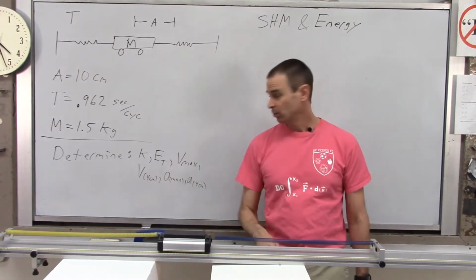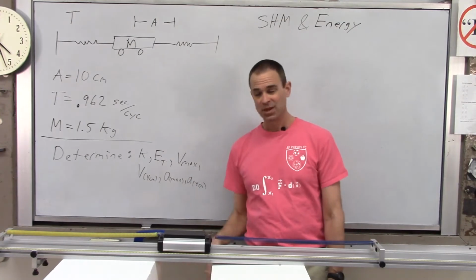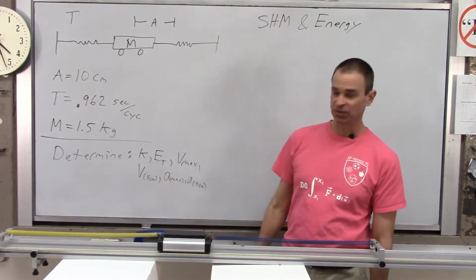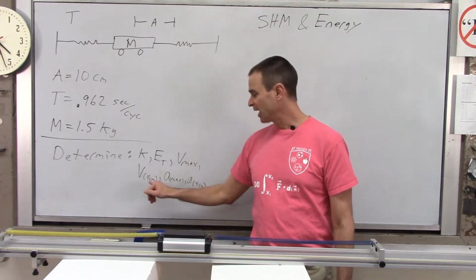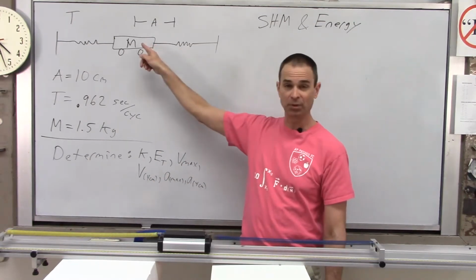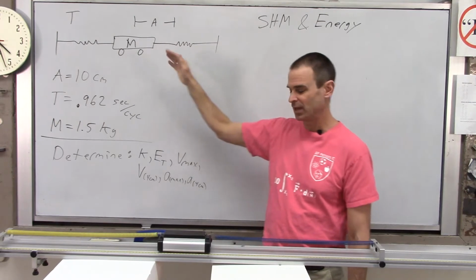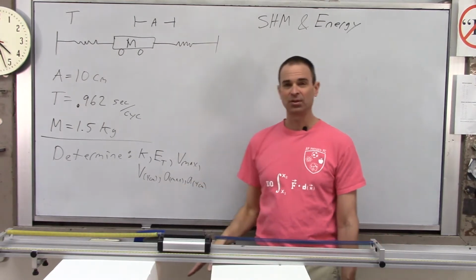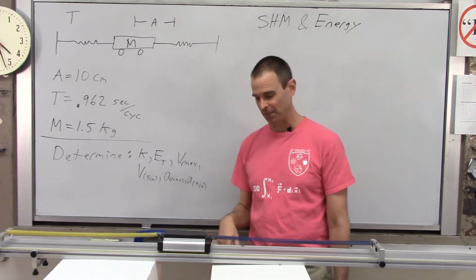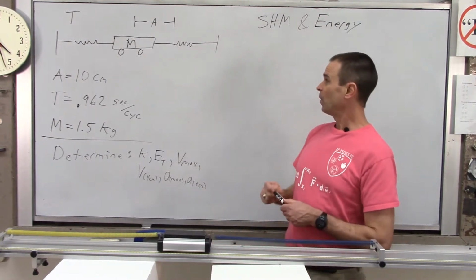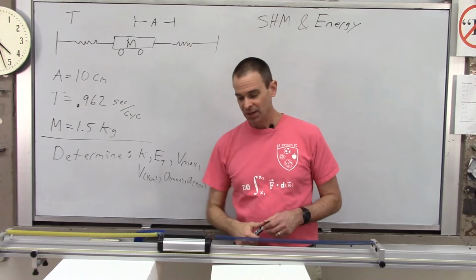From that, we're going to determine the spring constant. We're going to determine the total energy of the system. We're going to determine both the max velocity and the velocity when it's 4 centimeters from equilibrium, so not quite halfway. And then the max acceleration, and the acceleration at the 4 centimeter mark as well, okay? All right, so if you need to, you can copy that down.